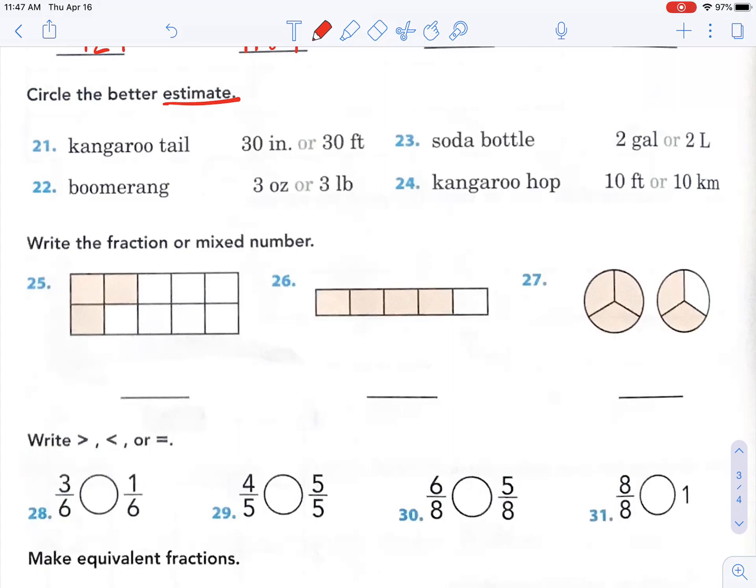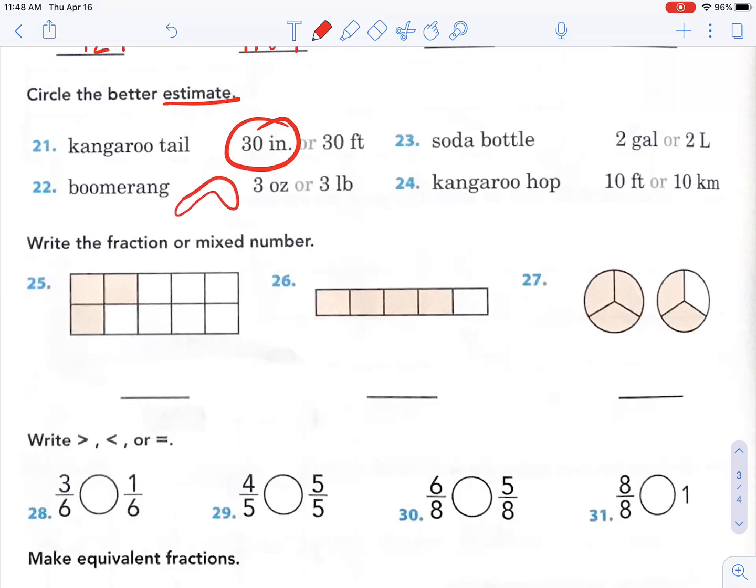An average person is about 5 feet tall. So 30 feet would be like 6 people tall. Is a kangaroo's tail 6 people tall? No. 30 inches though? That sounds about right. A kangaroo's tail is about 30 inches. A boomerang. Do you remember boomerang? We're doing a lot of Outback stuff here.